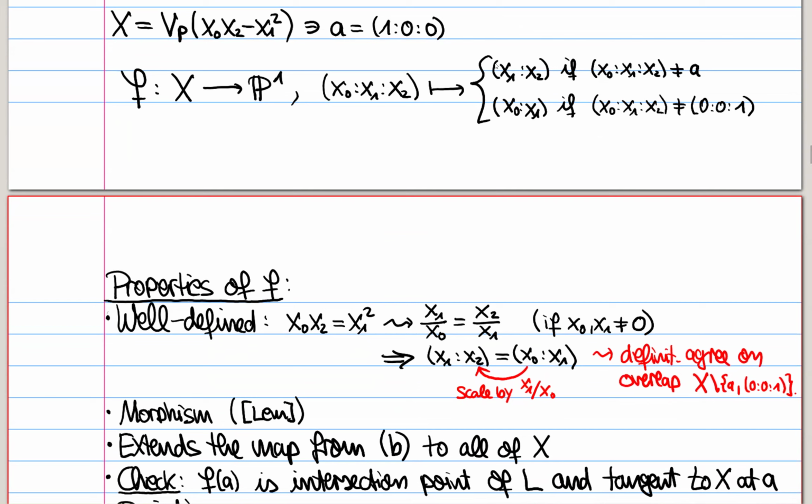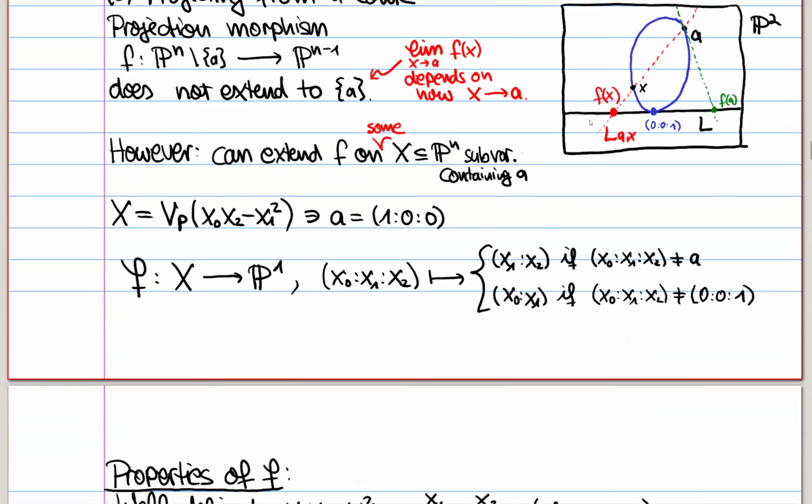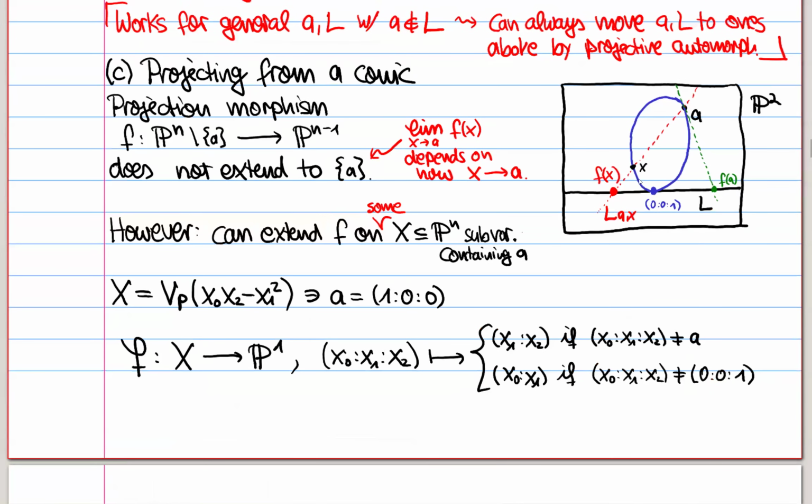Because here, this was the recipe that we had in part B. And then we have found a way to patch this over the point A. So while it's not possible to extend the morphism in B to all of P2 minus A, it is possible to extend it on this conic X. And then the question is here, so X varies now only along this blue part, and then you see how the intersection point here moves around. The question is, where does this A actually map?